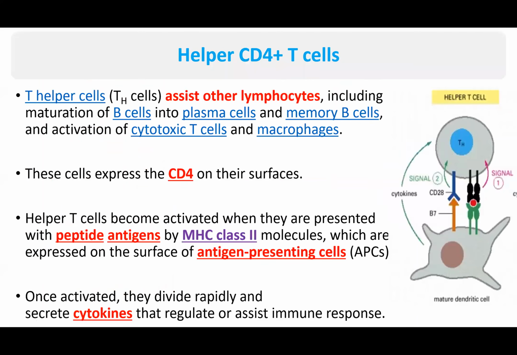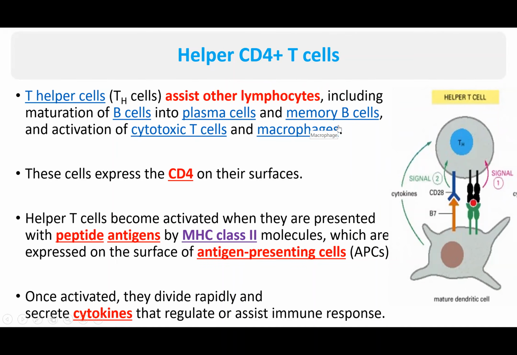For CD4 positive T cells, we just need to revise the main concept by which CD4 positive or helper T cells act. Helper T cells assist other lymphocytes. For example, they induce activation and maturation of B cells into plasma cells, which will be responsible for production of antibodies, and also will activate the cytotoxic T cells and the macrophages to attack the cancer cells. And all helper T cells express CD4 antigen on their surface.